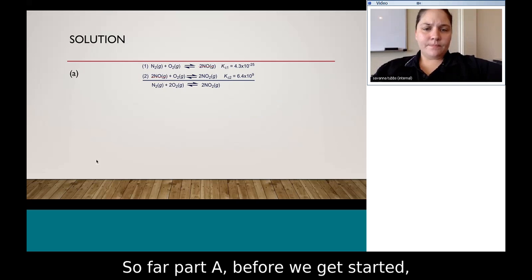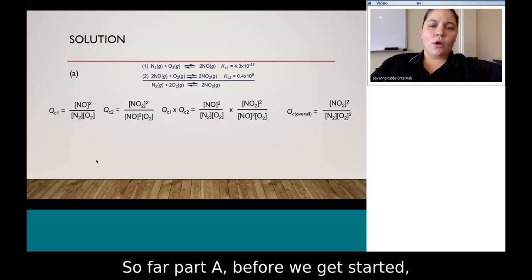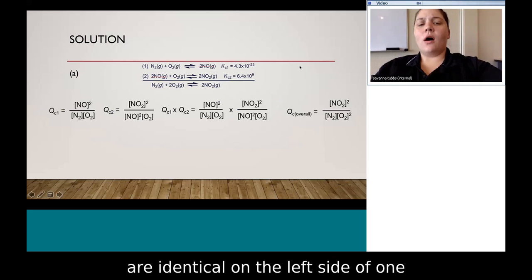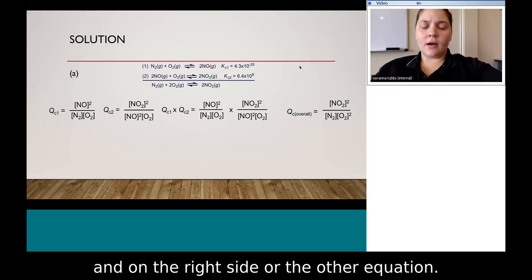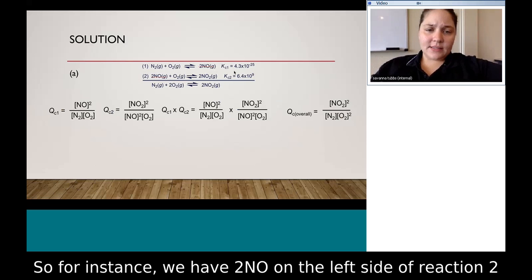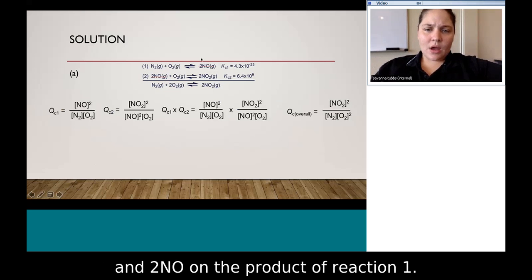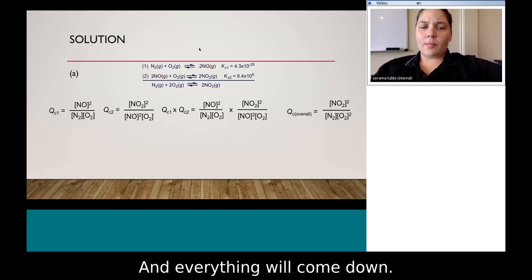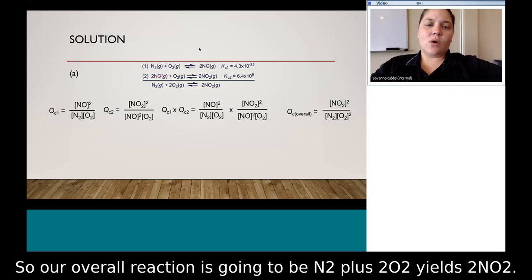So for part A, before we get started, we have to cancel out the items that are identical on the left side of one and the right side of the other equation. So for instance, we have 2NO on the left side of reaction 2 and 2NO on the product of reaction 1. So those two will cancel out and everything will come down. So our overall reaction is going to be N2 plus 2O2 yields 2NO2.